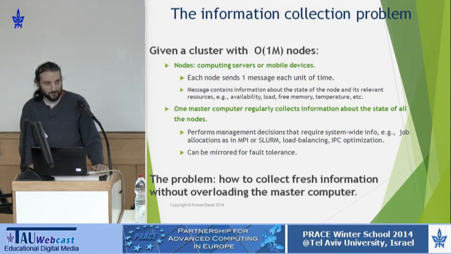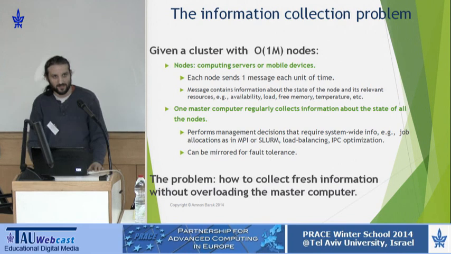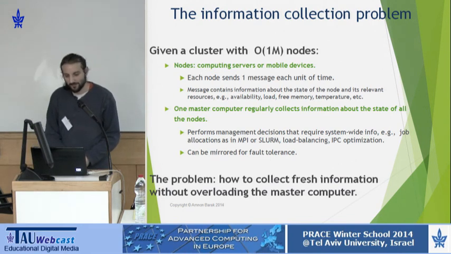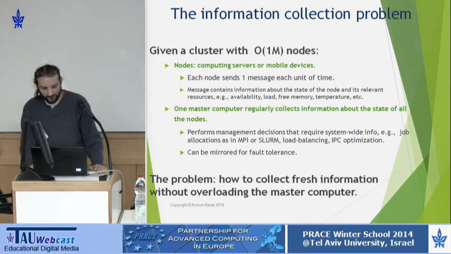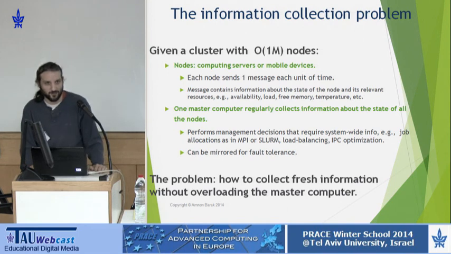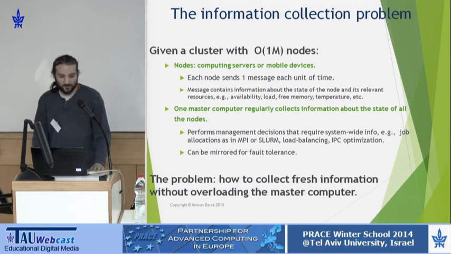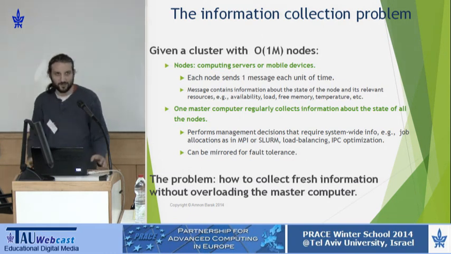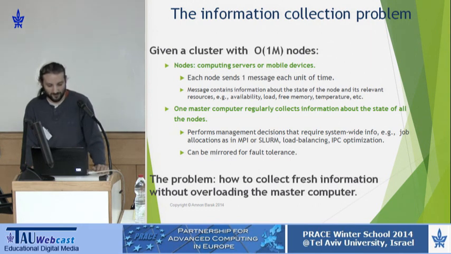We have one master computer, which is the one doing the global scheduling and monitoring of the system. It also does the job allocation. For example, these days Slurm is very commonly used for that, or Oracle Grid, or one of those systems. This node is usually a hardened node, and it's mirrored for fault tolerance and so on.